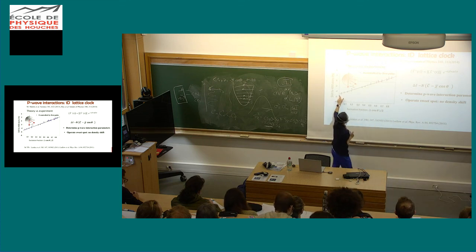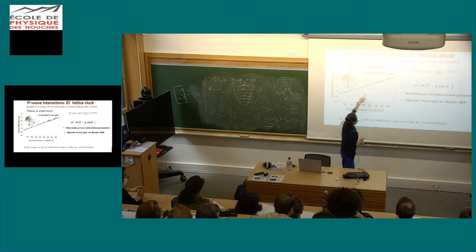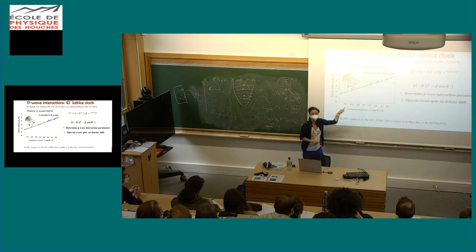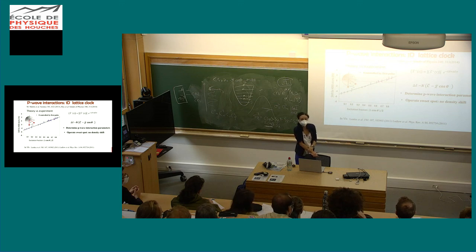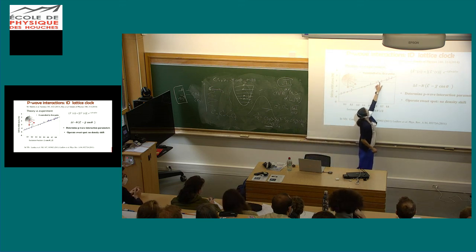And then if I plot this expression, I can reproduce the density shift seen by the clock, very naively, in very simple terms. So that was one of the very important developments for making the clock better. They had 10 to the minus 16 stability before, and with this very simple model, they can operate at a point here where there is no density shift.